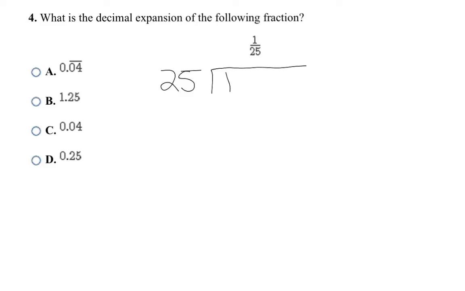So 25 can't divide into 1. And so you can put a 0 on top of that as a placeholder. But you want to go ahead and add in the decimals and add in a 0 and look to see, okay, can 25 divide into 10? No. So I'm going to put a 0 above there, add another 0, and think, okay, can 25 divide into 100? Yes. There's 4/4 in a dollar, so 25 times 4 will get you to 100.